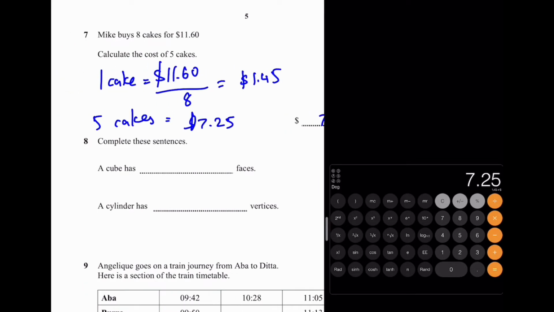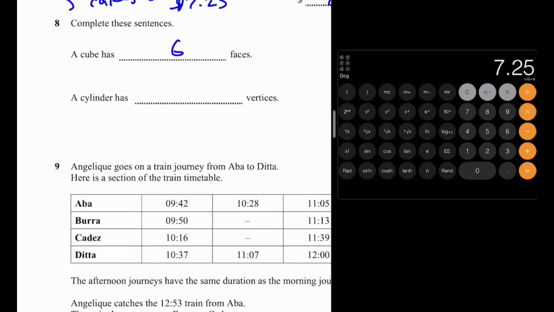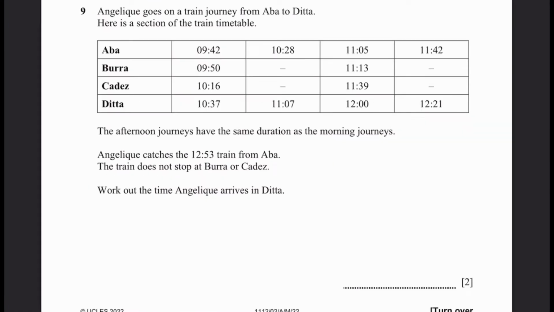Question 8. Complete these sentences. A cube has dash faces. A cube has 6 faces. A cylinder has dash vertices. 0.